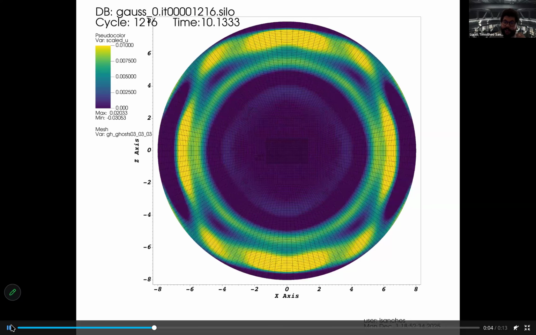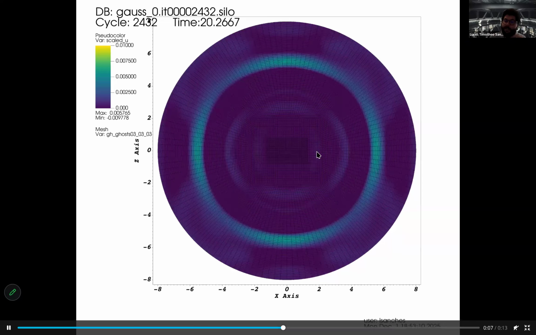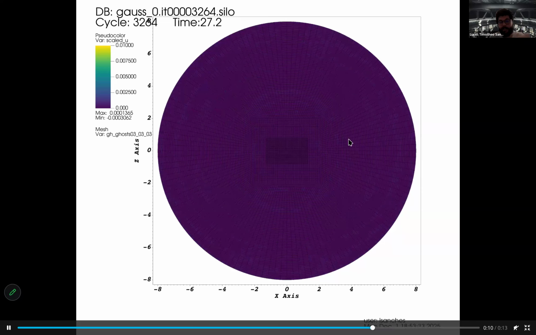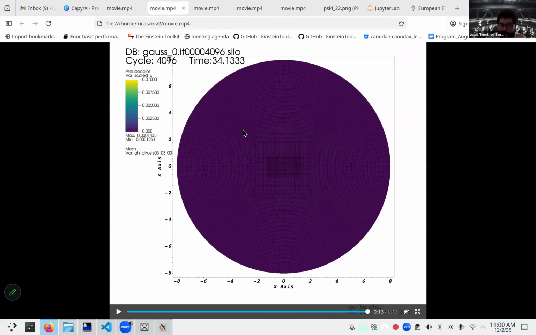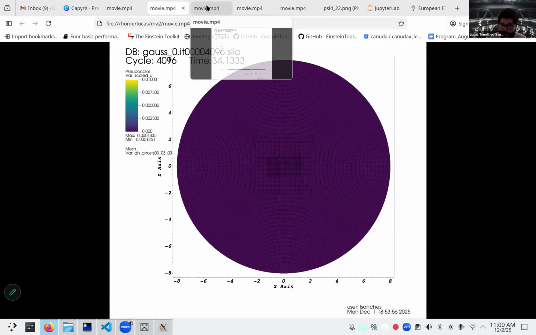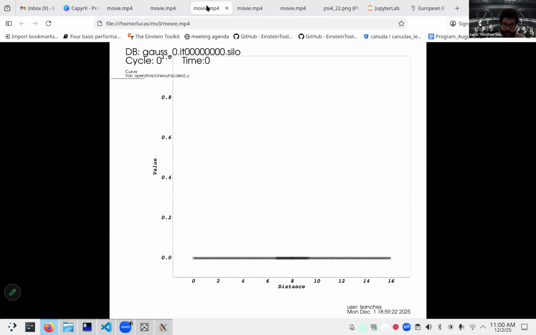But the important thing is that now here you can see the back reflections more clearly, right? But the important thing is that if you let enough time pass, these things are going to be absorbed by our outer boundaries. So again, this is not very exciting because it's just a wave equation, but it still helps to show that things are working as they should.